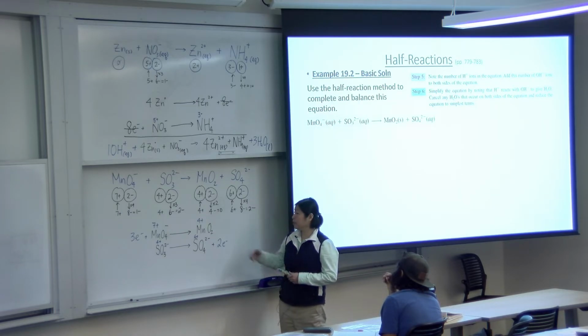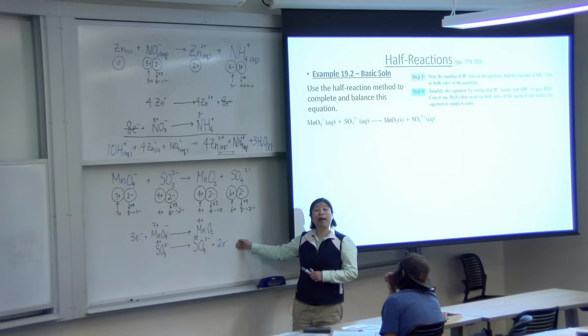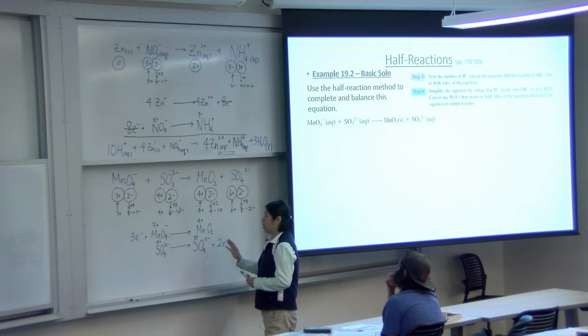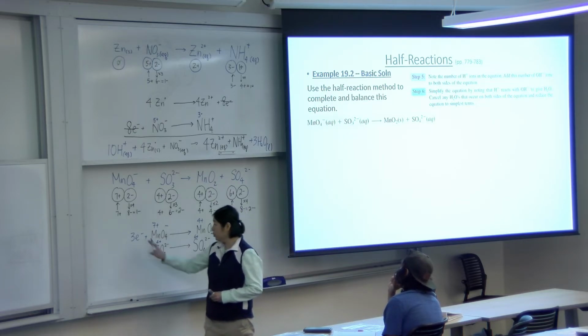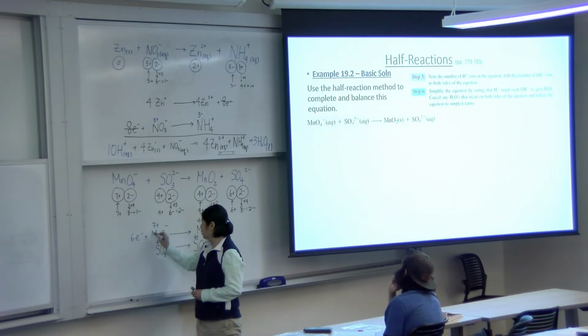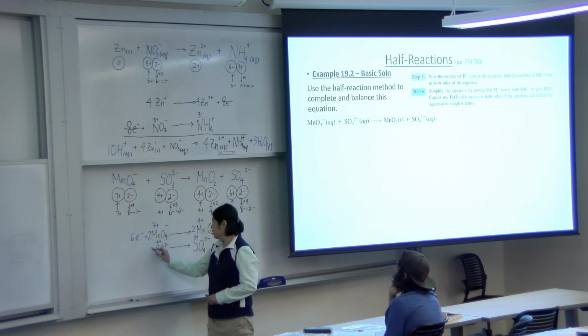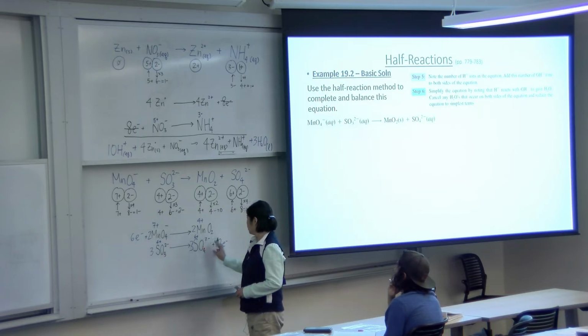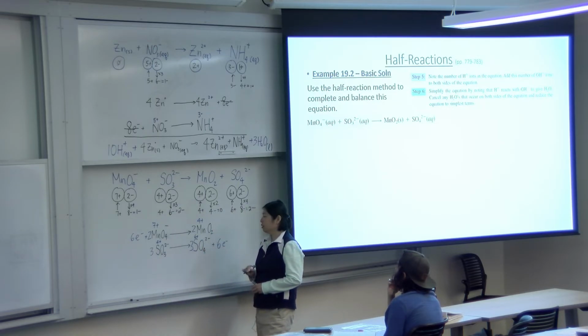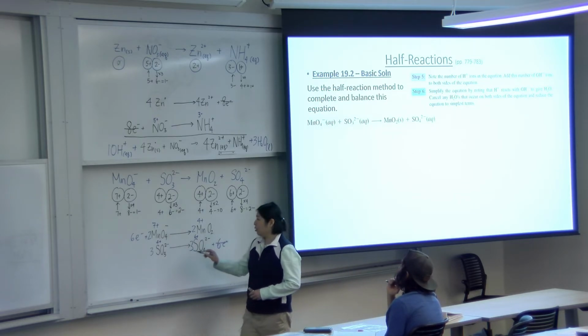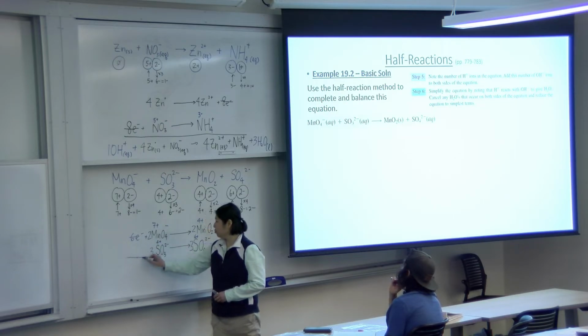Correct. Why do I need to multiply the top by 2 and the bottom by 3? Because we would like to balance our electrons. Very good. We like to balance. So we're going to multiply everything on the first half reaction by 2. So this becomes 6, 2, and 2. And everything by 3. This allows us to bring everything down.